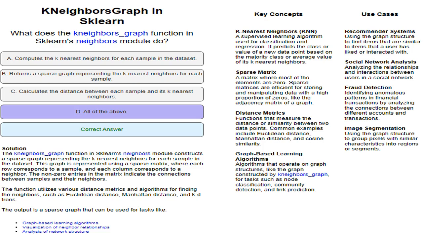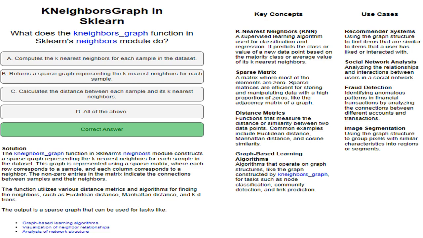Partially correct. While the function does find the k-nearest neighbors, it goes beyond simply computing them. It constructs a graph representation of these neighbors. Correct. This is the primary function of kneighbors graph. It constructs a sparse graph where each node represents a sample, and edges connect samples to their k nearest neighbors. The graph is represented as a sparse matrix, efficiently storing connections.